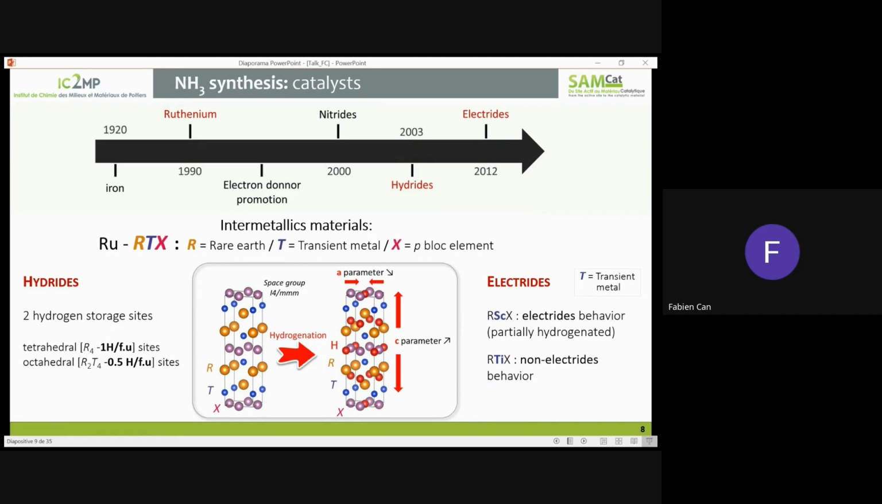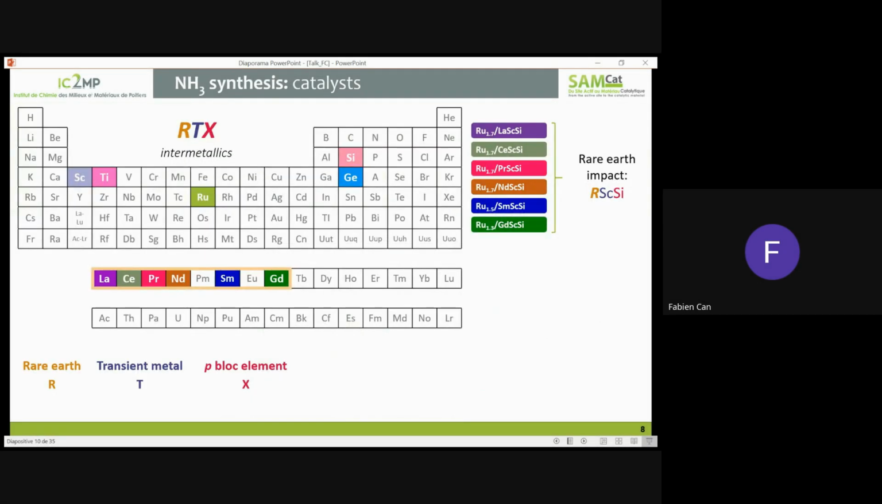They also have electride behavior, and in this case, it only depends on the nature of the transition metal, namely that when the T element is scandium, samples present electride behavior, whereas when it is titanium, they are non-electride. Okay, in this work, we will now focus on these RTX intermetallic compounds, and we will have a first kind of experiment on the impact of the rare earth element in this sample.